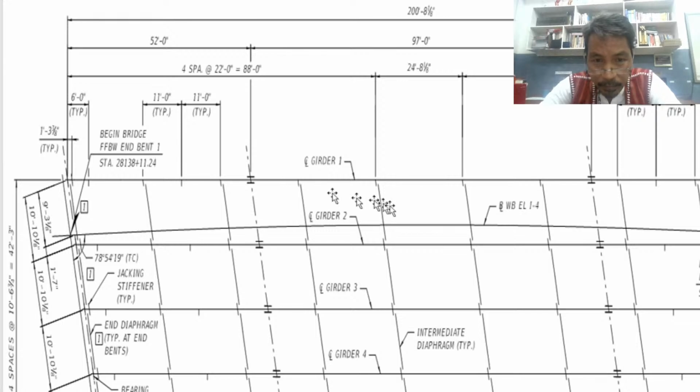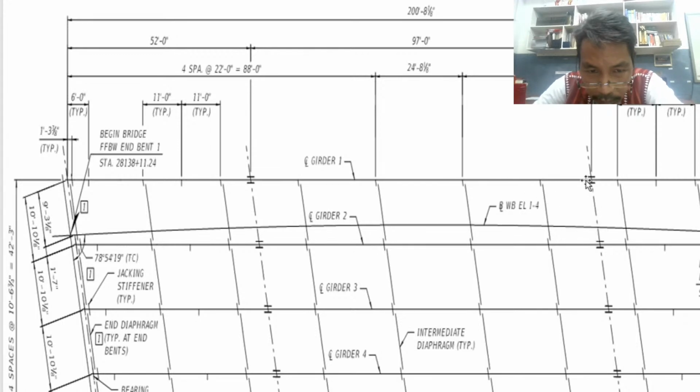The diaphragm spacing. These are the main points of support. However, in between we have this one, this one, this one. You will notice from this point to this point, we have 11, 11. So we can say that from this point to this point, this is 22 feet, and also 22 feet, 22 feet, 22 feet.